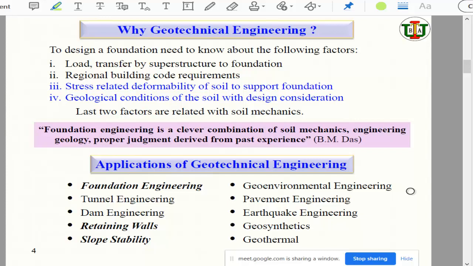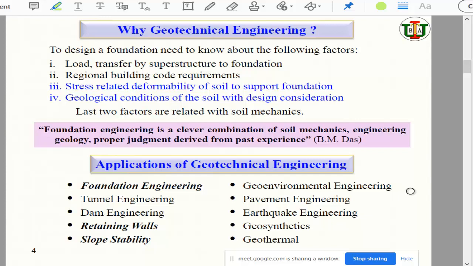Then secondly, you need to know the regional code, or the regional building code. Like if you're designing in Bangladesh, you're following BNBC, right? Even in Bangladesh, if you're designing for Dhaka, it might be one region. If you're designing for hill tract areas like Chittagong or some other belt, the design criteria might change.